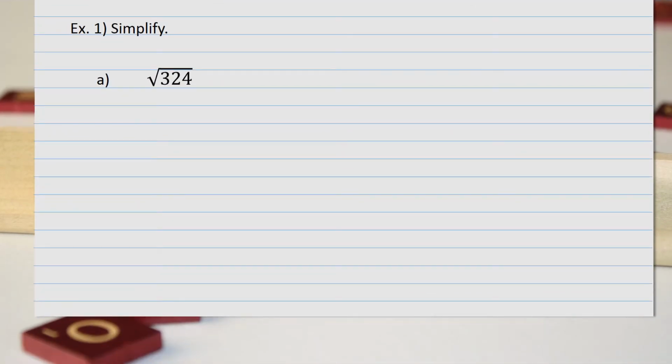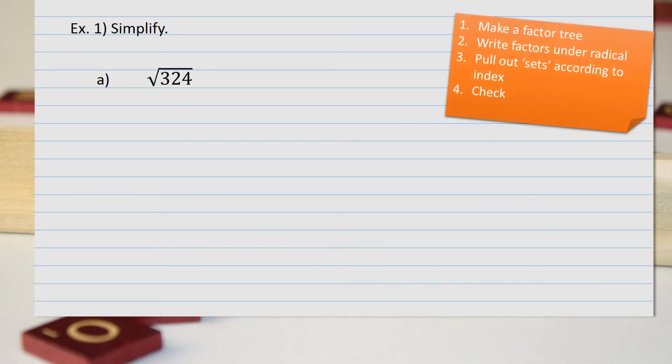Example 1, simplify. For A, we have the square root of 324. So here's a reminder of the 4 steps we follow. First, we make a factor tree. Now 324 is a pretty big number, but notice it's even, so let's start with a 2. 2 and 162 can go into 324. 2 is prime, so we're done factoring that branch, but 162 can still factor down. Notice 162 is even. Let's take out another 2.